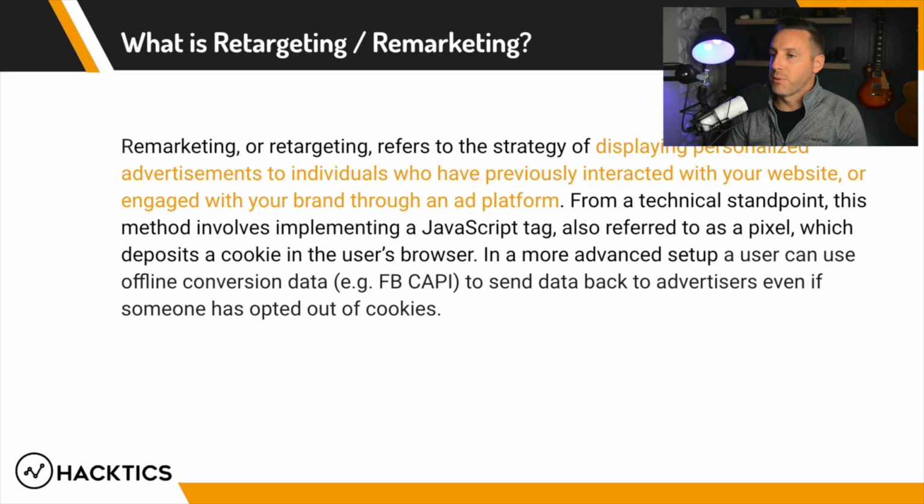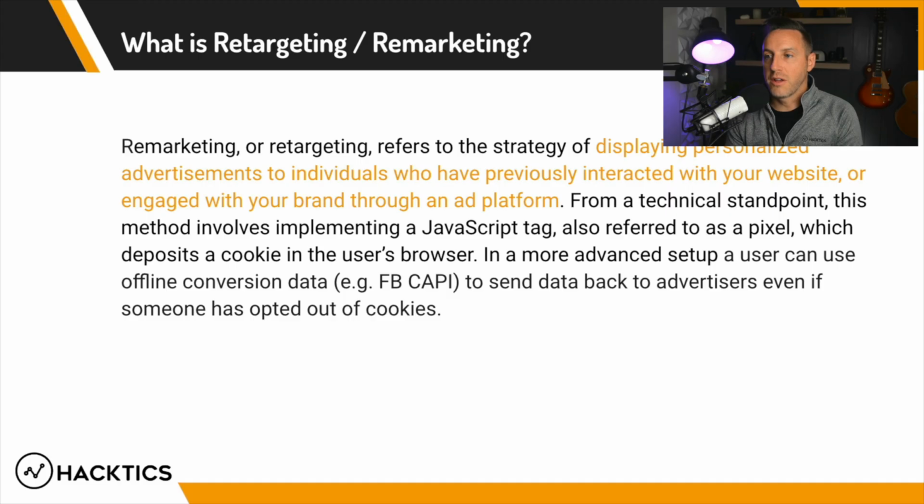From a technical standpoint, this method involves implementing a JavaScript tag, also known as a pixel, which deposits a cookie on the user's browser. However, in a more advanced setup, a user can use offline conversion data called Facebook Conversion API to send data back to advertisers, even if somebody has opted out of cookies. So again, some people have opted out of cookies, and we can still retarget them, because when we're in ad platforms, we can see who has engaged with the ad, who has watched videos, who has clicked a call to action button. Now, a lot of iOS users have opted out of cookies, meaning once they leave the platform, the cookie goes away and it can't be tracked.